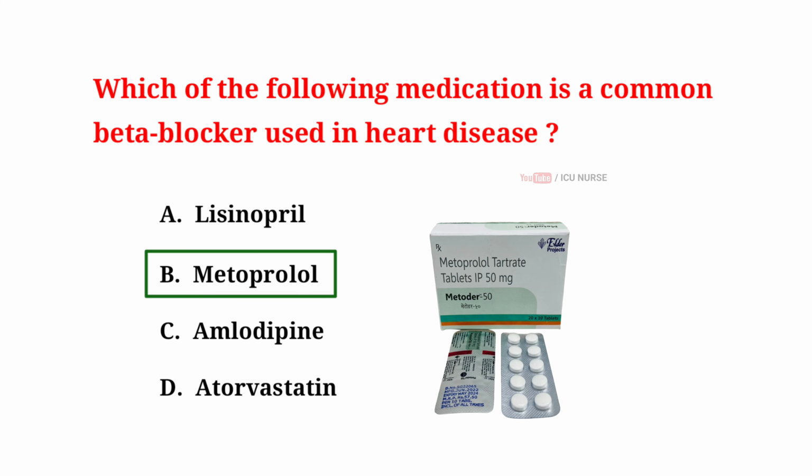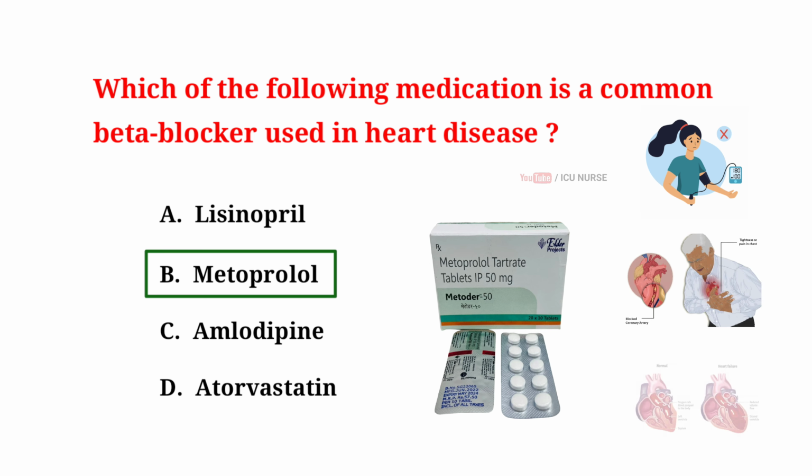Metoprolol is a common beta blocker used in heart disease. Metoprolol is used to treat high blood pressure, angina, and heart failure. It works by reducing the heart rate and the heart's workload, helping to prevent heart attacks and improve heart function.